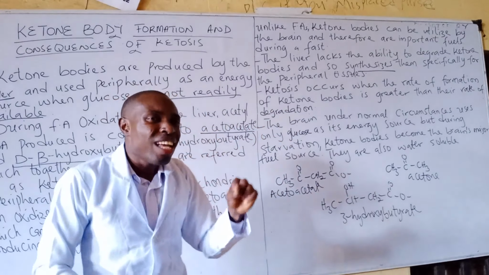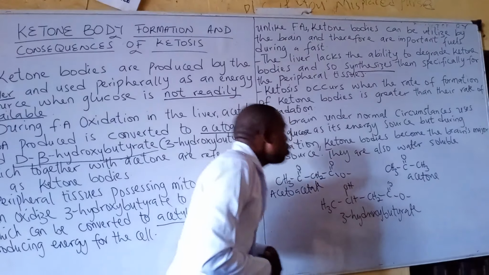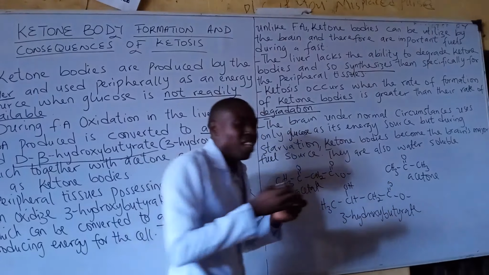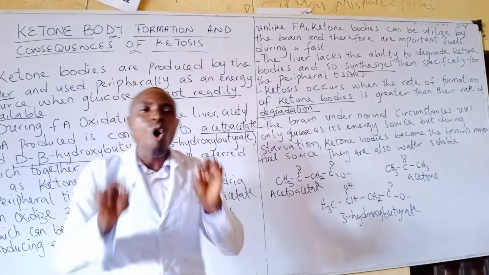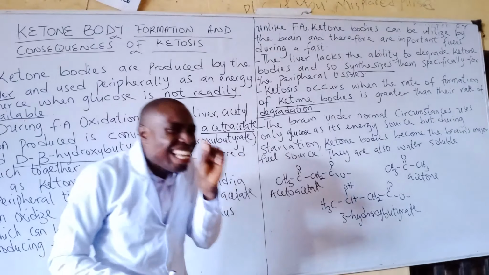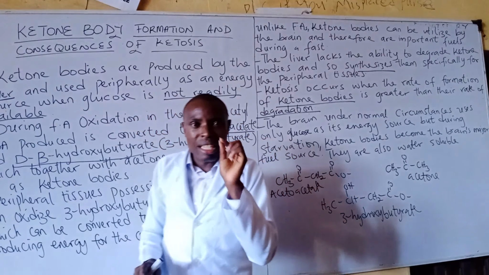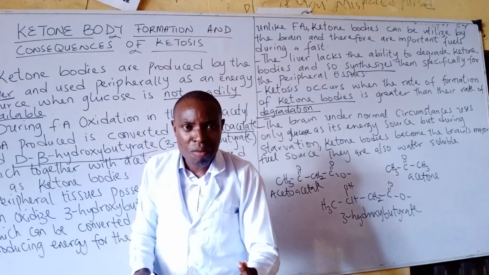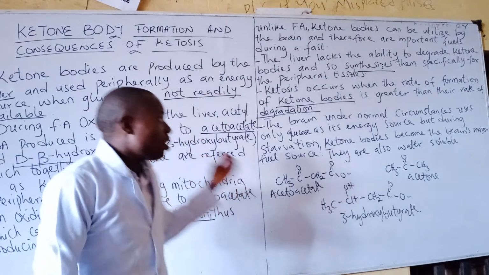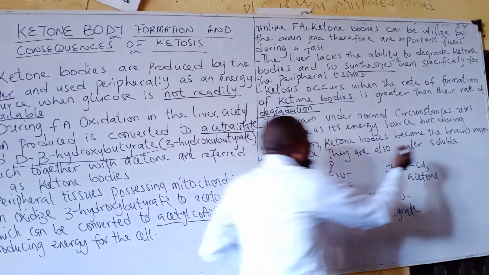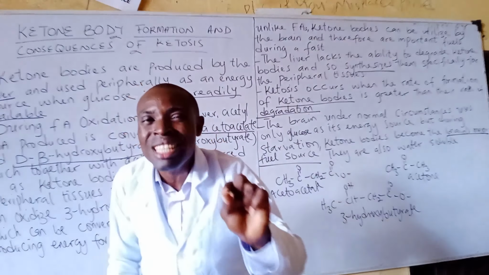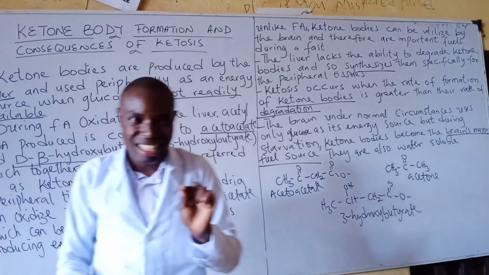Now, we move quickly to ketosis. What is ketosis? Ketosis can also be called ketoacidosis, in which the rate of formation of ketone bodies is greater than their rate of degradation, use or breakdown. Under normal circumstances, glucose is the major source of energy utilized by living cells for the production of energy. But during starvation, meaning when you are undergoing fasting, ketone bodies become the brain's major fuel source. And take note that ketone bodies are the water soluble equivalent of fatty acids. Please take note.